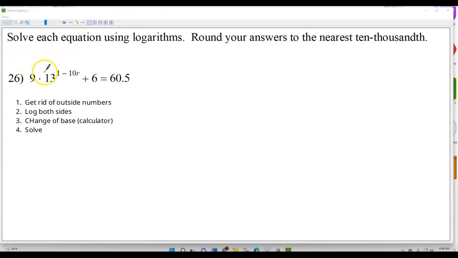So step 1 is to get rid of the outside numbers. So this is my basic exponential formula here, and we need to get rid of these two outside numbers. That's step 1. Step 2 is to log both sides, making sure you use the base that they're dealing with. After that, use the change of base formula in your calculator, and then you go ahead and you solve.